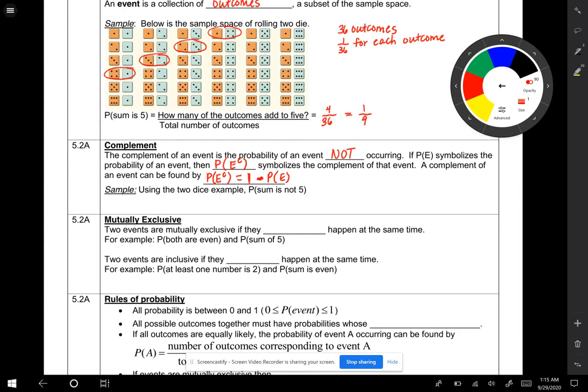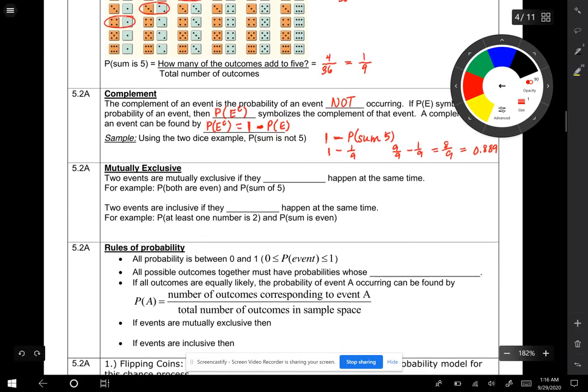And so let's use the 2 dice example. What is the probability that the sum is not 5? The probability that the sum is not 5 is 1 minus the probability that the sum is 5. So that'd be 1 minus 1 over 9, which is 9/9 minus 1/9, which is 8/9, or 0.889 if you're asked to write a proportion. So that's how you use complements.